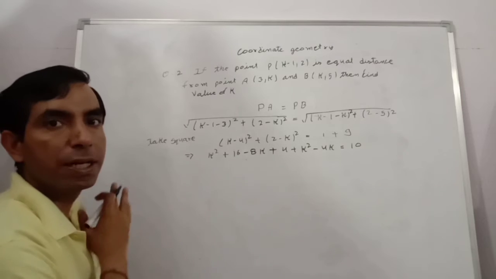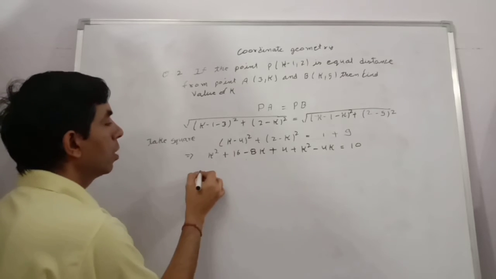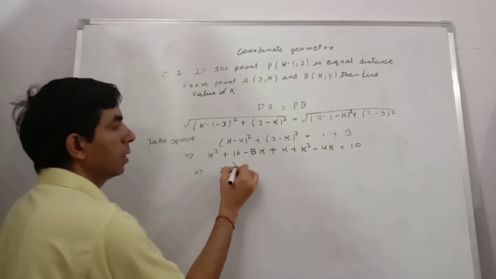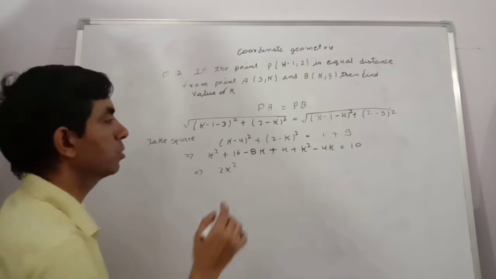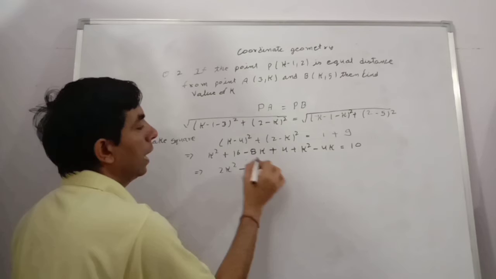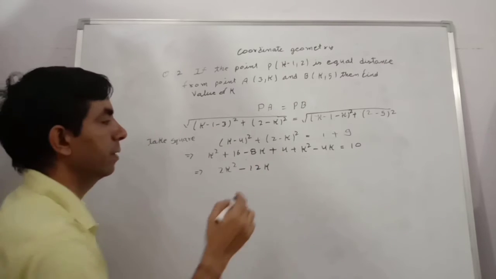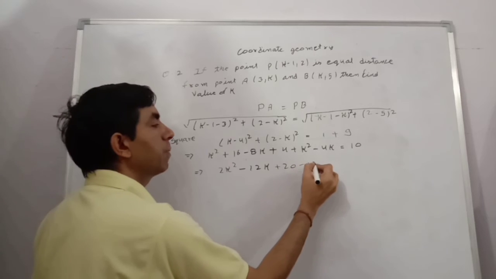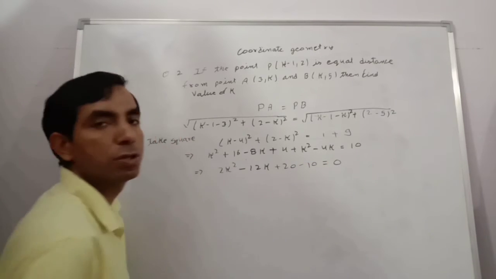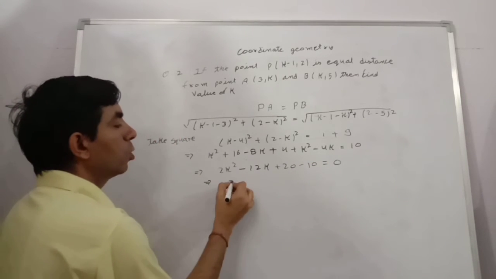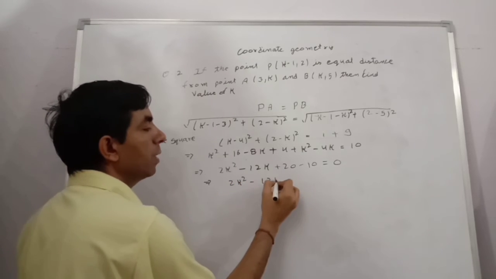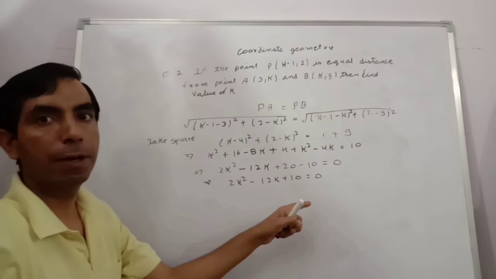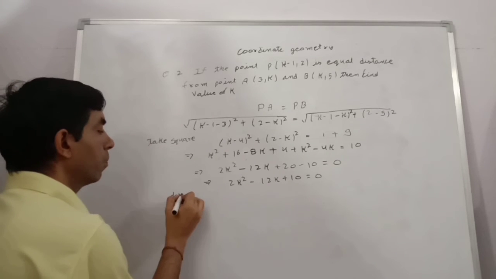Now we take all the numbers on the same single side. So here k square plus k square means 2k square. Minus 8k minus 4k means minus 12k. And 16 plus 4 is 20. The 20 and 10 come to this side, then we subtract, so 20 minus 10 is equal to 0. Now we solve it: 2k square minus 12k plus 10 equals 0. Here all terms are divided by 2.